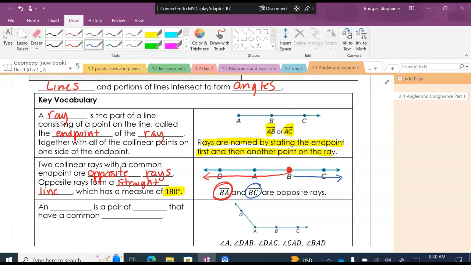So we're on the opposite rays. Opposite rays. Under it, straight.